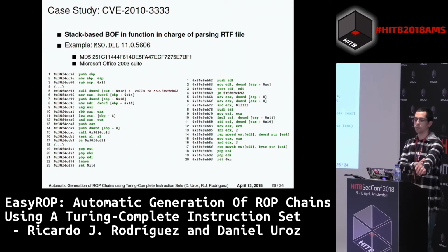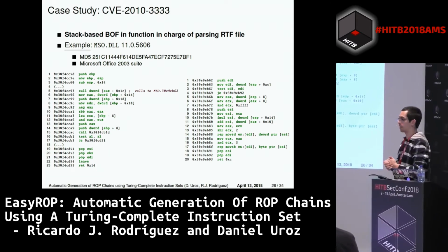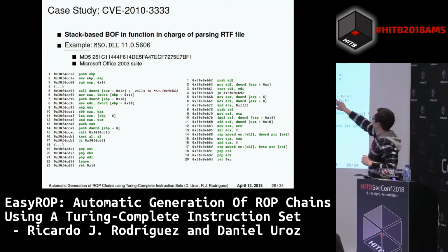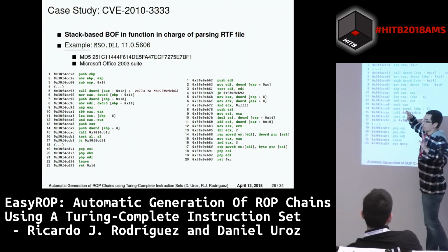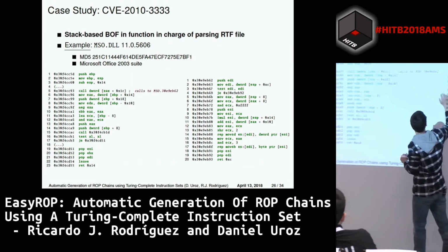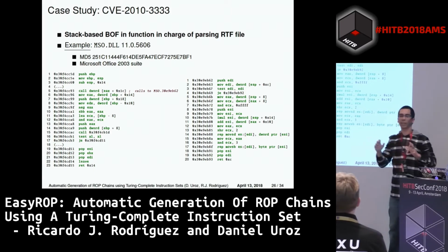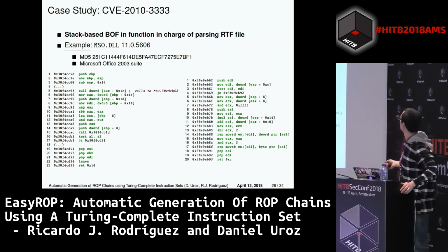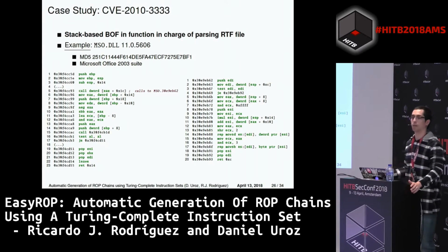This vulnerability is a stack-based buffer overflow in a function which was in charge of parsing the RTF file. For instance, consider that we have this DLL, which is the one that is exploitable, this version from Microsoft Office 2003. In one part of the RTF parser, we have this code in which we have a call to this other function. Here, what they are doing is just a memcopy, an inline memcopy. And in this inline memcopy, here, in this instruction, it is doing the buffer overflow.